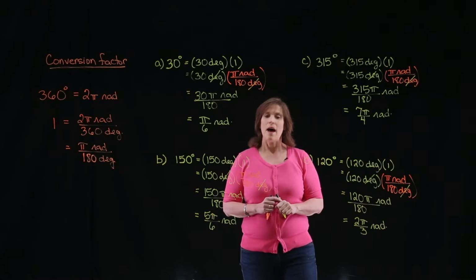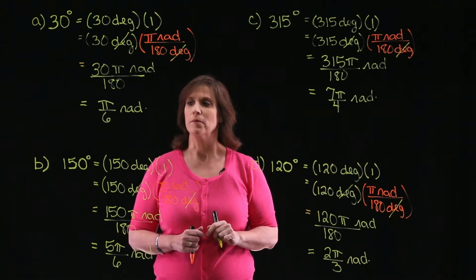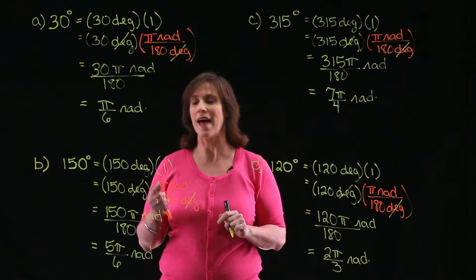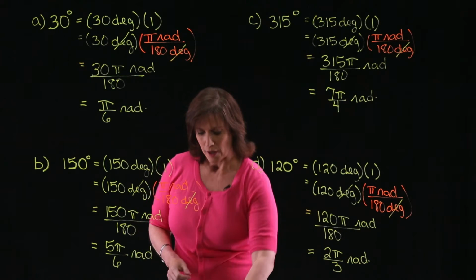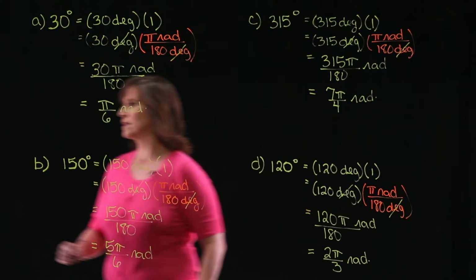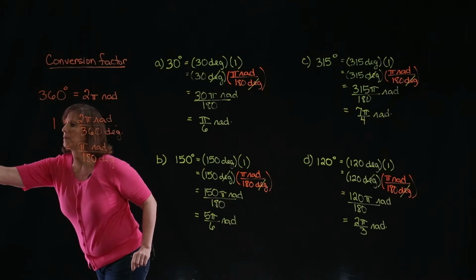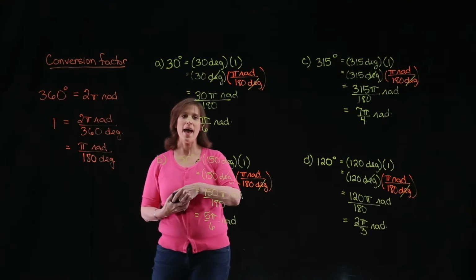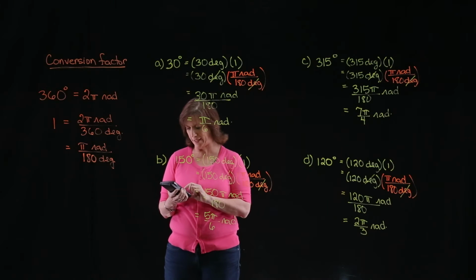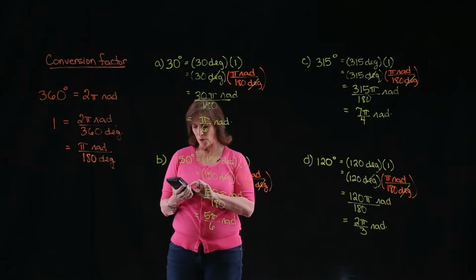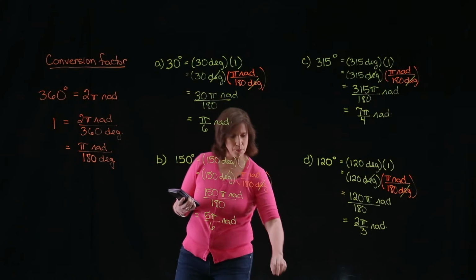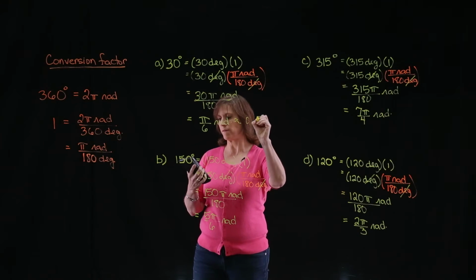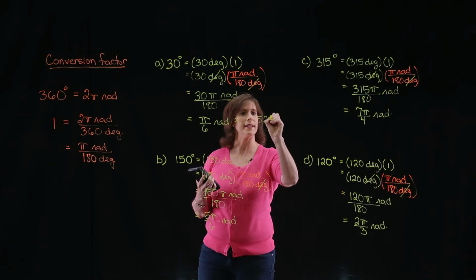Now, there's one more thing we want to do in this problem. The exercise asked us to write each of our answers in decimal form as well as using factors of pi. So I'm going to pull out my calculator for this. Let's go ahead and get an approximation for pi over 6. Pi divided by 6 is approximately 0.524 radians.